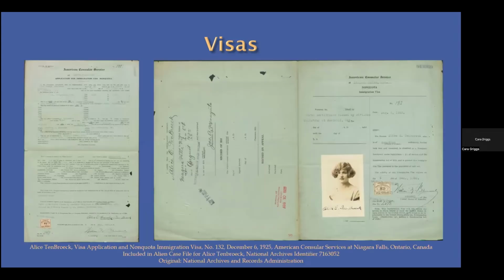And here is the visa of Canadian Alice Tembrock, who crossed into the United States at Niagara Falls. And the first document is her visa application.